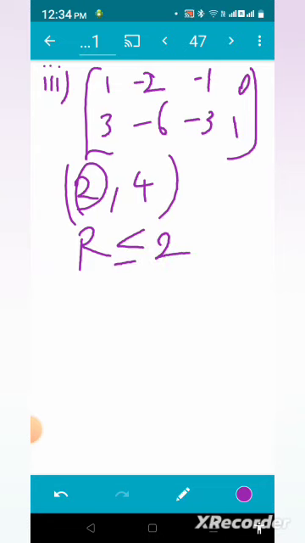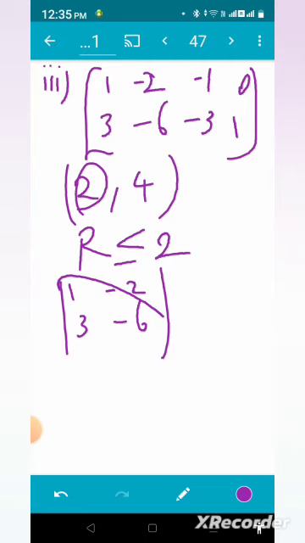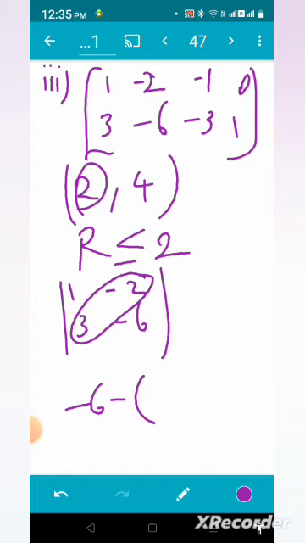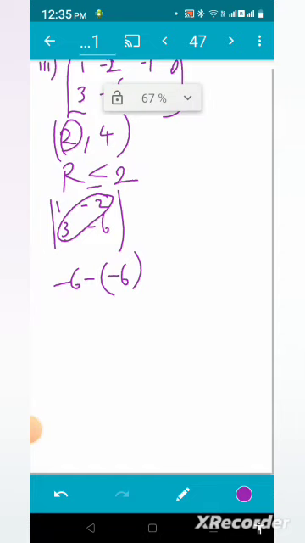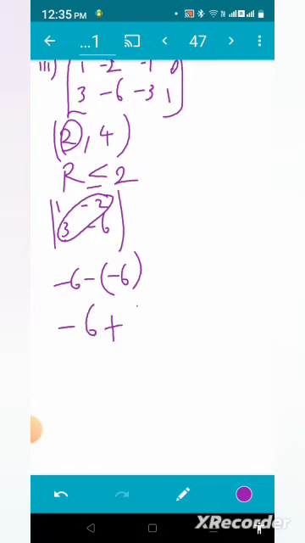First we have to evaluate any 2 by 2 minor. I take the first one: 1, minus 2, 3, minus 6. This can be evaluated. Minus 6, minus of minus 6, because of the minus sign. Then minus 2 into 3 is minus 6. So minus 6, minus into minus is plus. So this is 0. So this is not the rank.